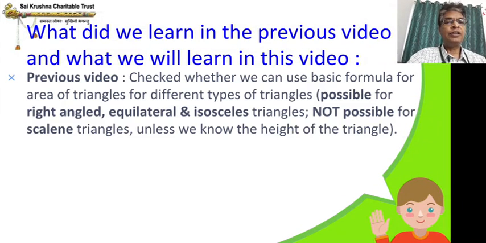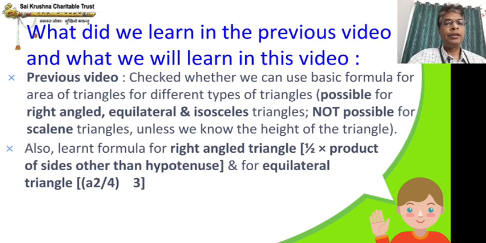So in the last video, we have checked whether different types of triangles' areas can be found by using the basic formula, and we were able to prove yes for right angled triangle, equilateral and isosceles triangles, but not possible for scalene triangles unless we know the height of the triangle. And also we understood and learnt a formula for right angled triangle and for equilateral triangle.